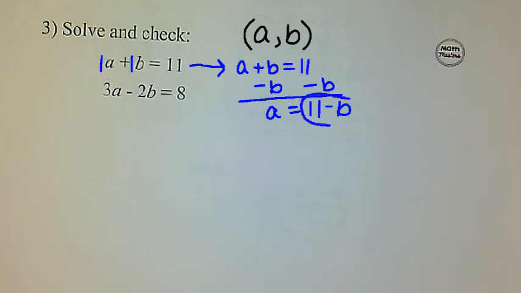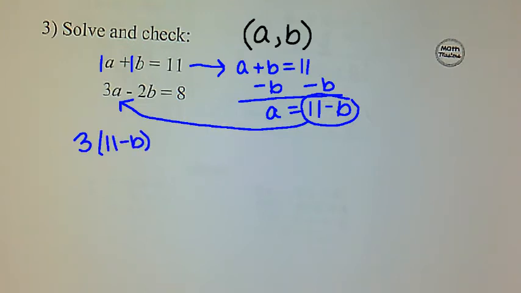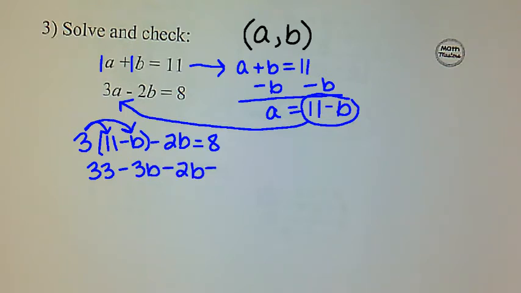Now again, the purpose of this, we take this and we substitute it in for our other equation. So I get 3 times 11 minus b, minus 2b equals 8. So we're going to distribute this in, and I get 33 minus 3b. Please be careful that you are substituting this correctly. All right, and I get 33 minus, make sure that you combine your like terms correctly, minus 5b equals 8.